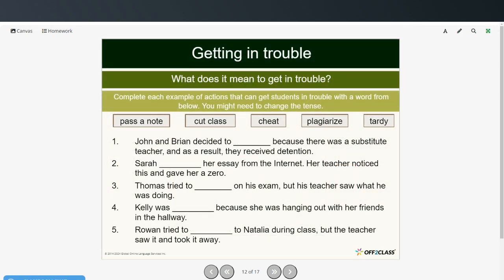All right, so getting in trouble. What does it mean to get in trouble? So complete each example of actions that can get students in trouble with a word below, and you might need to change the verb tense. So again, pause the video, try that on your own, and then restart when you're ready to check your answers.